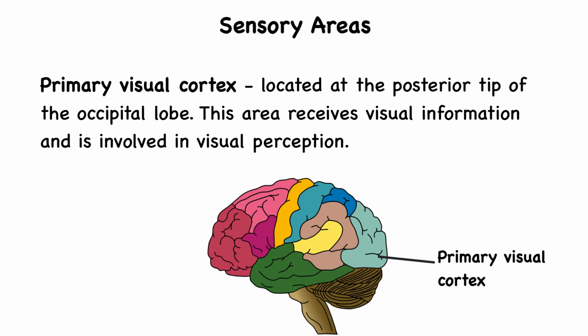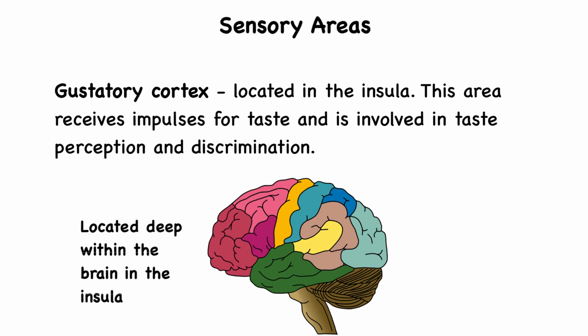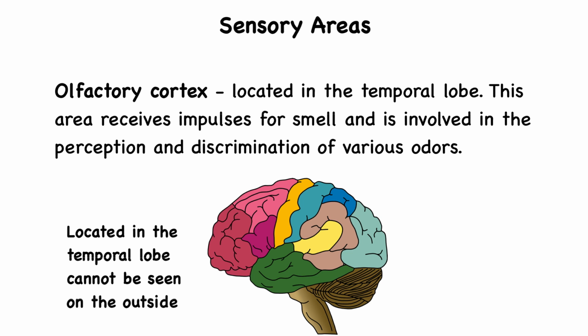The primary auditory cortex is located in the superior part of the temporal lobe. This area receives information for sound and is involved in auditory perception. The gustatory cortex is located in the insula. This area receives impulses for taste and is involved in taste perception and discrimination. And the last sensory area is the olfactory cortex, located in the temporal lobe. This area receives impulses for smell and is involved in the perception and discrimination of various odors.